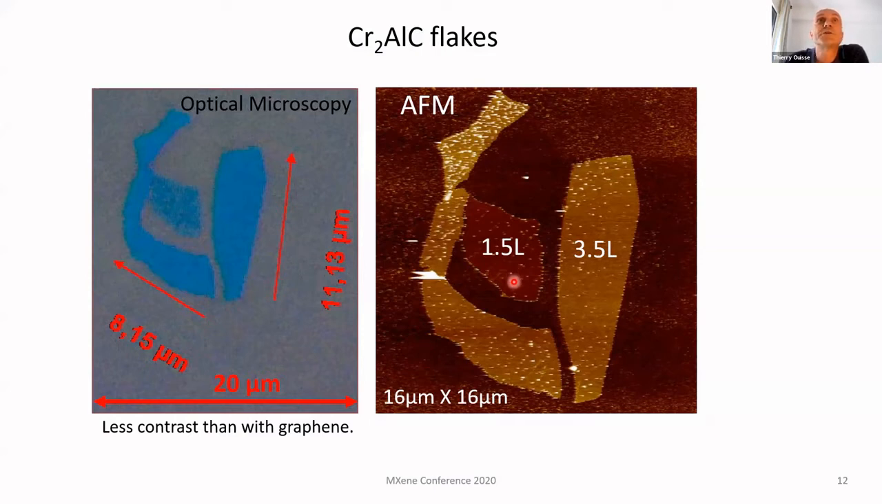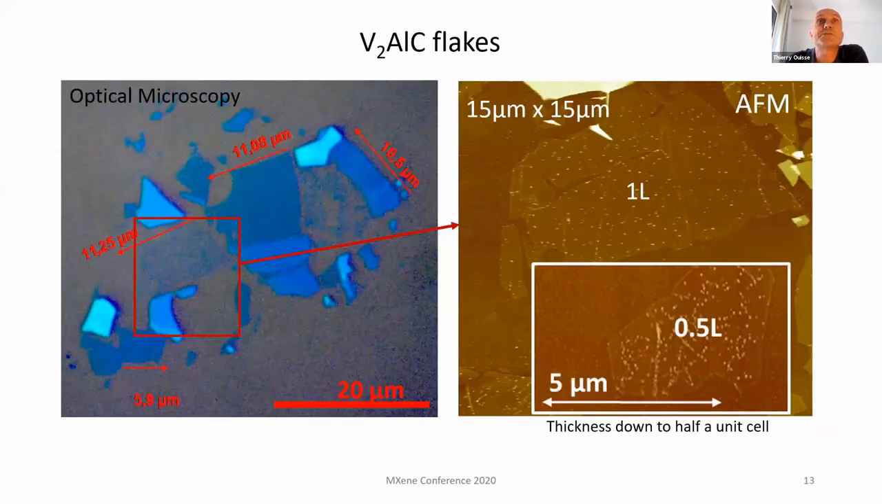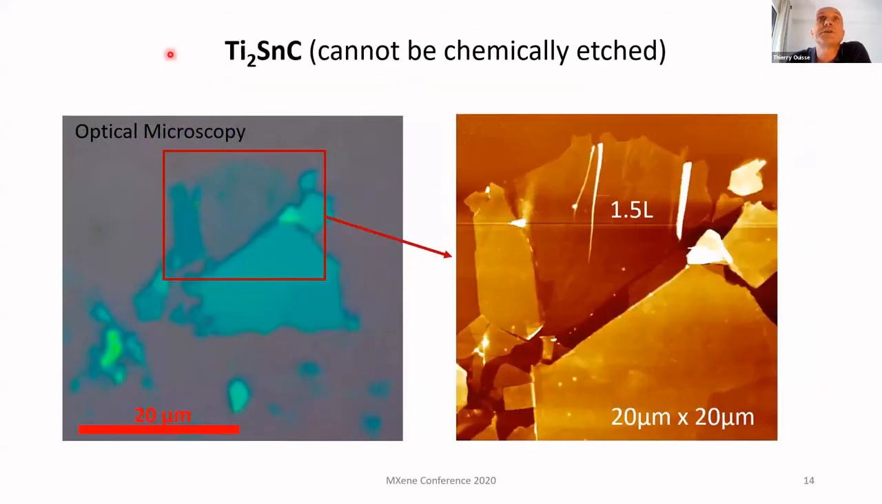Our second example is V2AlC. The thickness of the flakes shown here goes even below one unit cell. The flake at the bottom right here is just formed by one V2C layer plus the residual aluminum atoms at the surface. Third example, Ti2SnC. Once again, we can go down to very few unit layers. And more remarkably, this phase could not be chemically etched.